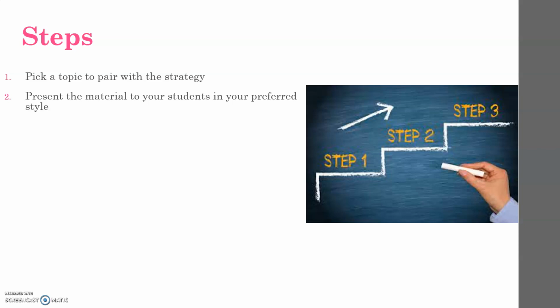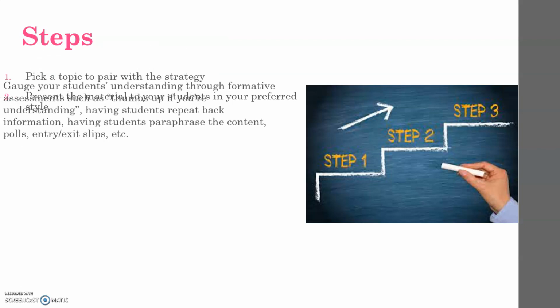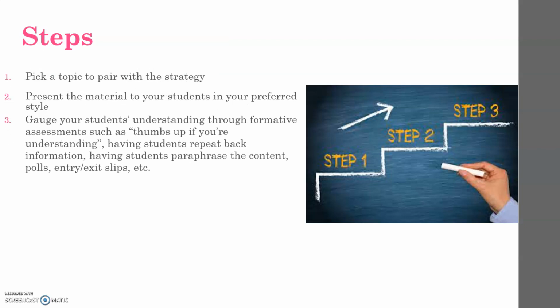This could be anything from a lecture. If you have a flipped classroom, whatever your preferred style is, that is how you will present the information to your students. Step 3, you're going to gauge your students' understanding through formative assessments. This could be anything from a thumbs up, if you're understanding, having your students repeat back that information, having them paraphrase the content, polls, entry or exit slips, etc. That is completely up to you.